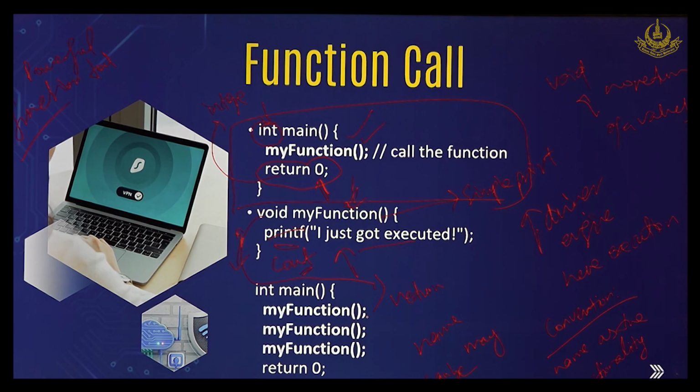Okay. So how do we call a function? Here we can see that this function has been defined, and then in the main function we are just writing the name of the function with its appropriate signature, and then the function is being called. We write my function 3 times, it is being called 3 times.